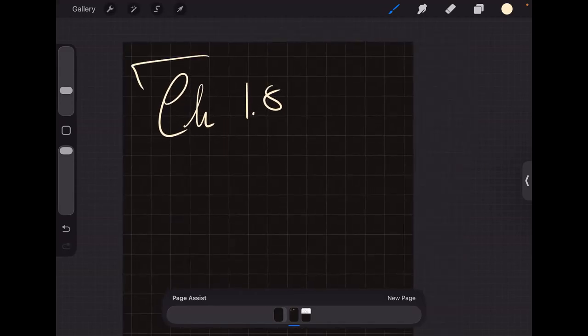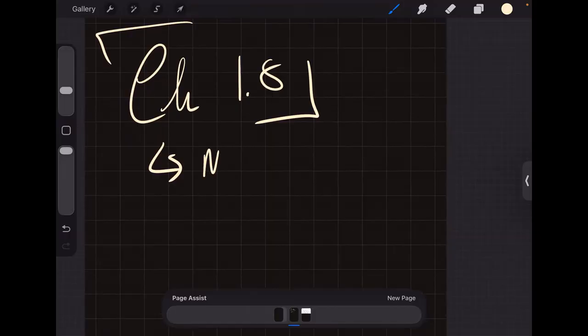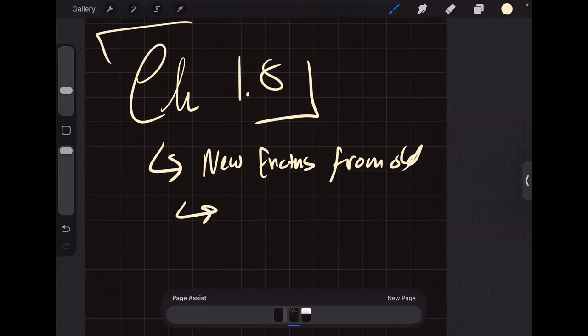Okay, friends, this is going to be chapter 1.8. Your textbook calls it new functions from old. I call it, and I think the rest of the world calls it, function compositions and transformations.